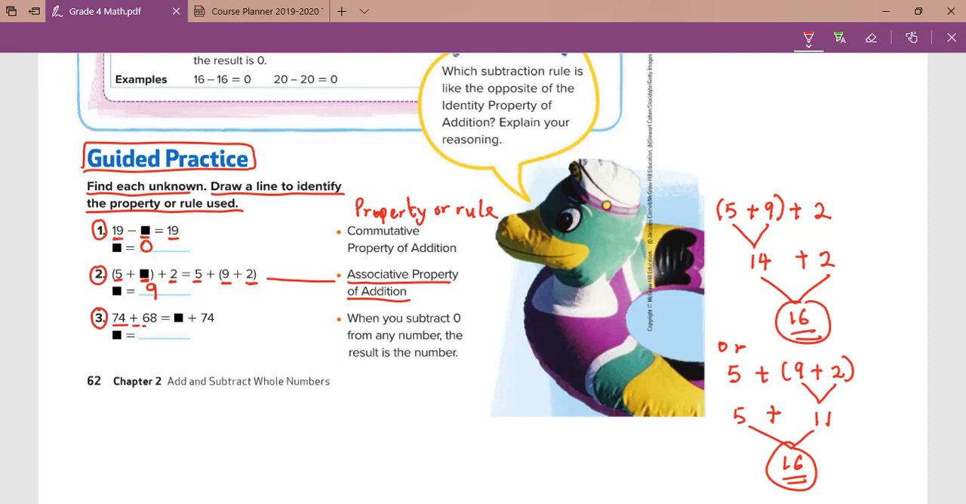And lastly, let's look at question number 3. 74 plus 68 equals, we don't know what we have here, plus 74. It has been rearranged, so definitely it's going to be 68. Remember, it is commutative property, changing the order. And the number 1 is the third property. When you subtract 0 from any number, the result is the number.